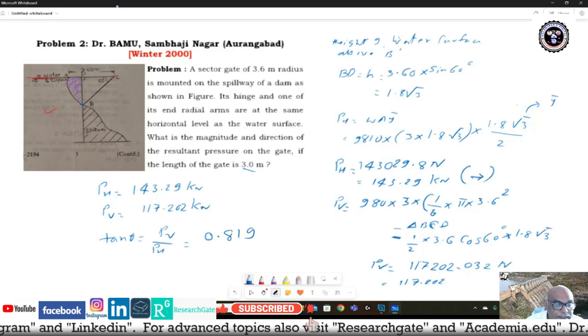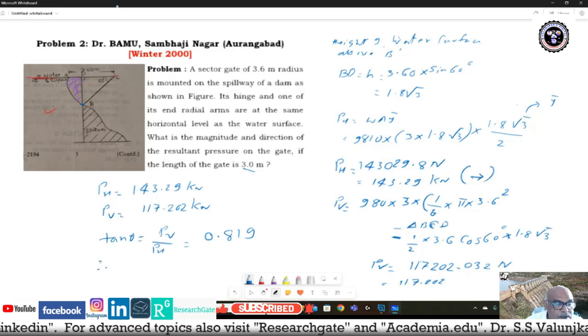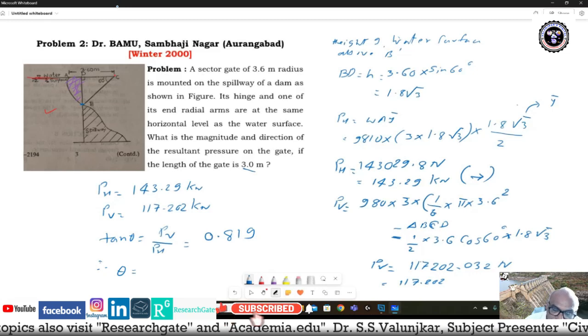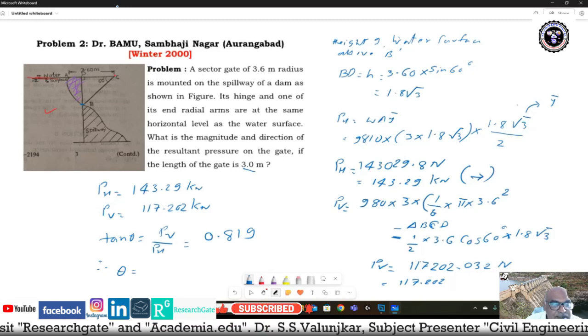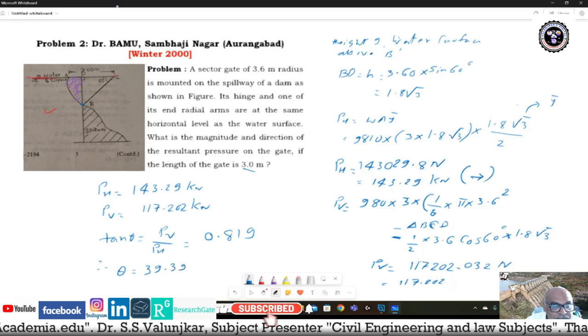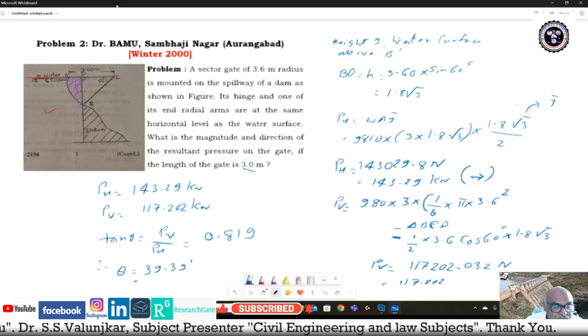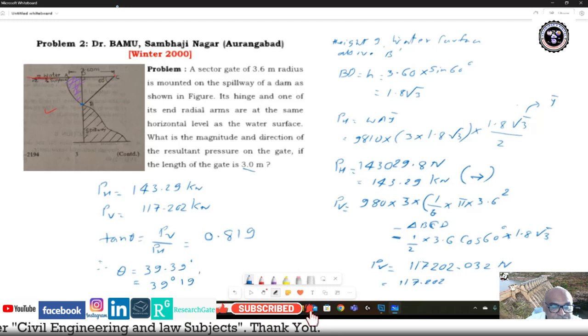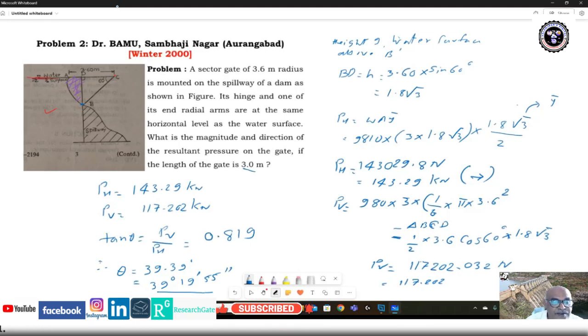Therefore theta is equal to 39.39 degree, that is equal to 39 degree 19 minutes and 55 seconds. This is the answer. These are the values.